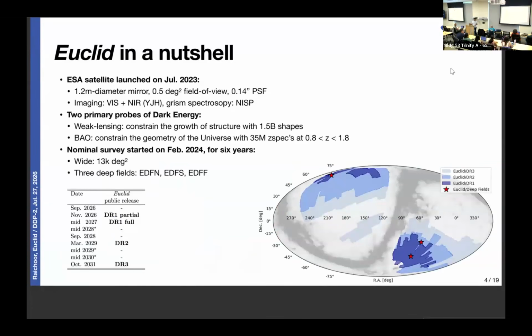To do that, Euclid will do a wide survey of about 1/3 of the sky. It started in February 2024, and it will last 6 years. You can see here the footprints of the 3 data releases, DR1, 2, and 3. DR1 is already released internally and should be public soon, in 2 stages, in a few months. And you can also see the deep fields of Euclid.